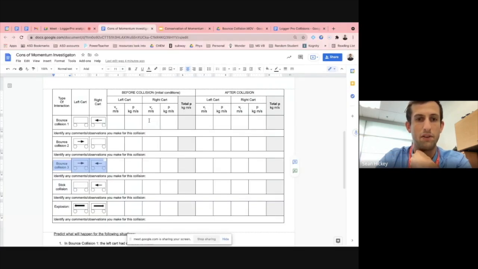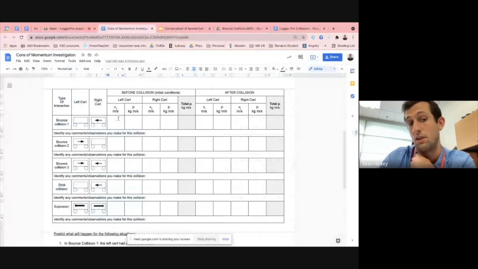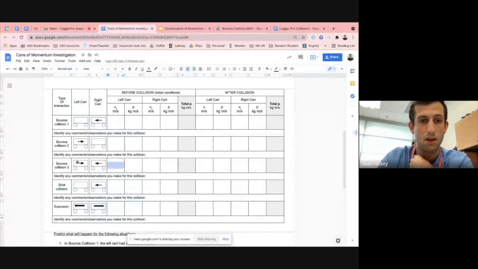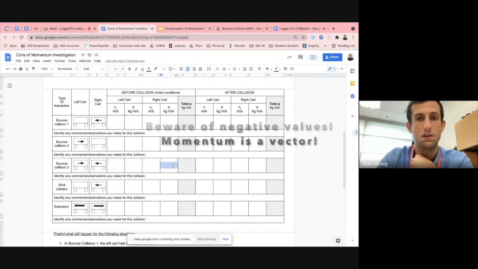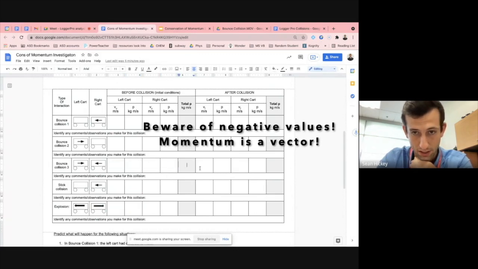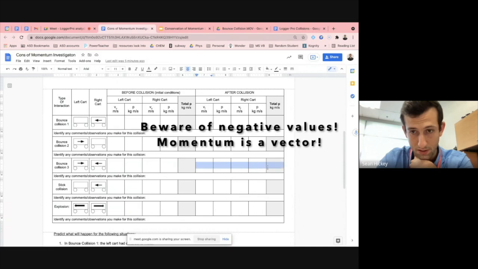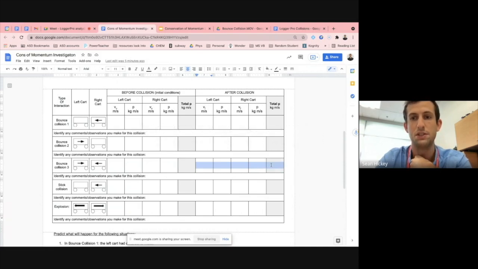Once I have my velocity, if I can figure out the mass of the carts, which is very easy to do, we have a scale, mass and velocity, I should be able to figure out momentum for each cart prior and calculate it, and then repeat all those calculations after the collision, and I should be able to figure out the total momentum afterwards.